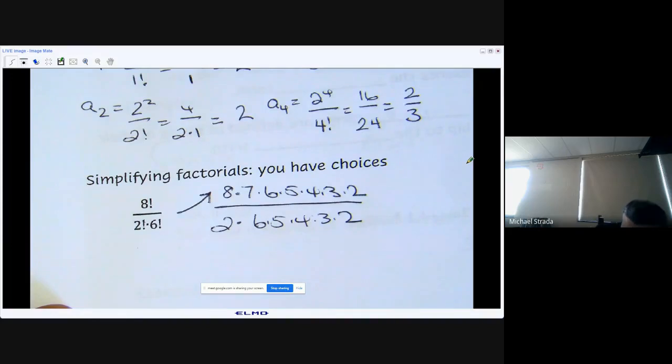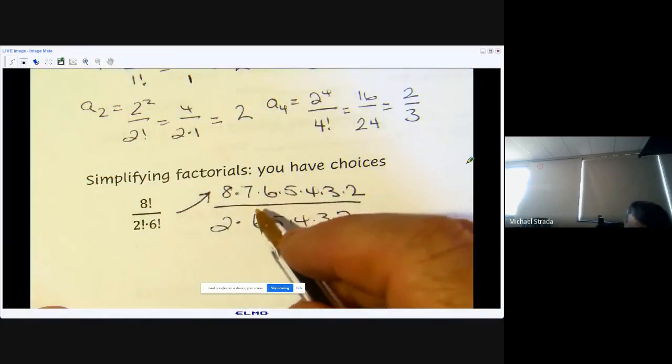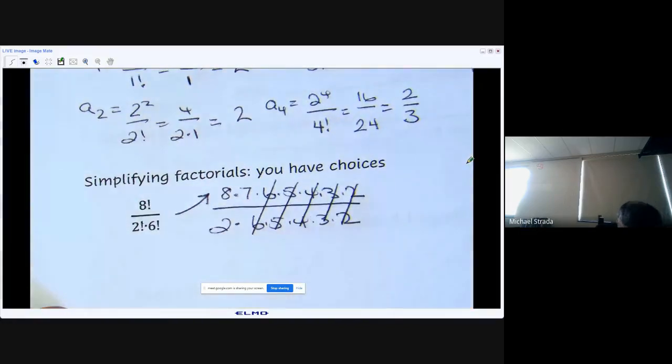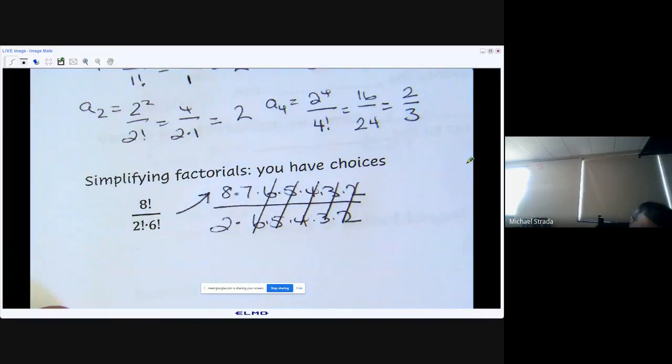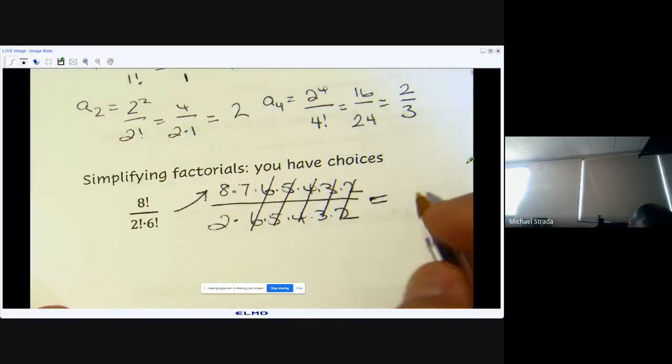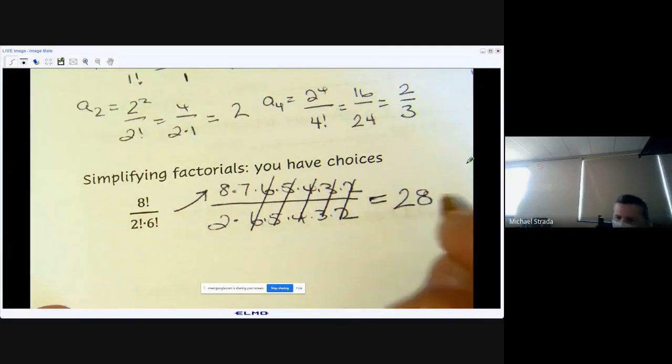What does everything from the 6's to the 2's do? Cancels out. And you would have 8 times 7, which is 56, and 56 divided by 2 is 28.